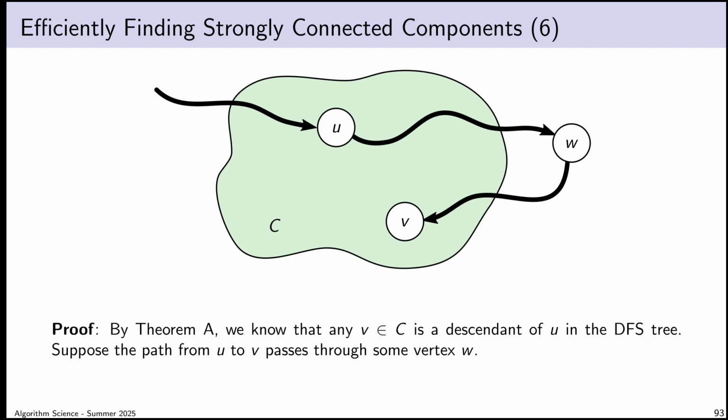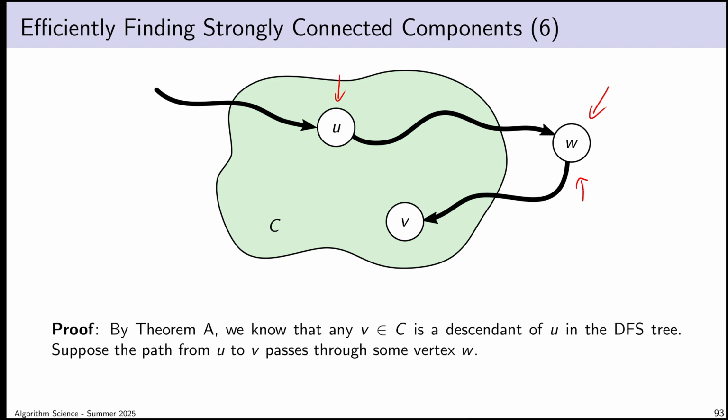So by theorem A, we know that any vertex in the component is a descendant of U in the DFS tree. So we need theorem A to do this. I know that U is the first vertex in the component that I saw in my DFS tree, and that every other vertex in the component is therefore some descendant of vertex U. So if I think of the path between vertex U and vertex V in my DFS tree, it is a sort of downwards path in the DFS tree from U to one of its descendants. Okay, so now suppose that path from vertex U to vertex V passes through a vertex called W. Now, this is just a diagram for the sake of illustration, and we don't yet know whether W is inside the component or not. So we'll draw it out here in outer space.